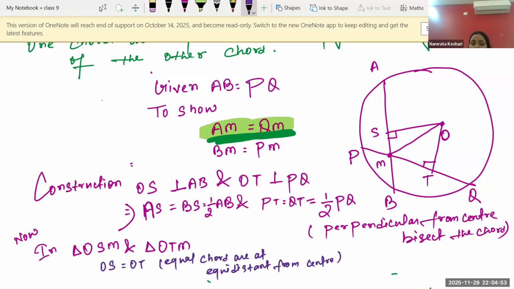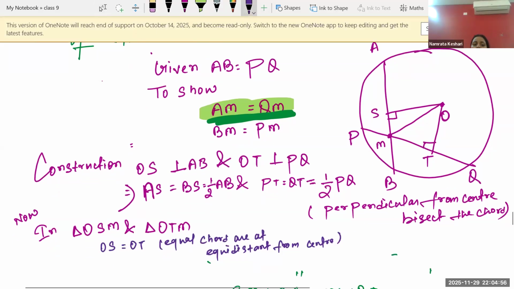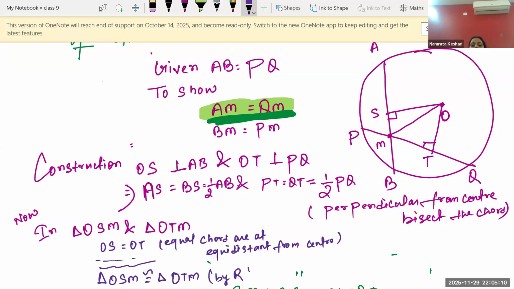You just need to write all the information properly. Congruency I'm not going to show. You will write the information, and then you will say triangle OSM is congruent with the other triangle OTM. By RHS, it will be congruent, that I can tell you. Why have we proved these two congruent? So that the orange portion over here and the orange portion over here will be the same. I mean SM over here and TM over here will be the same. Making sense? Yes.